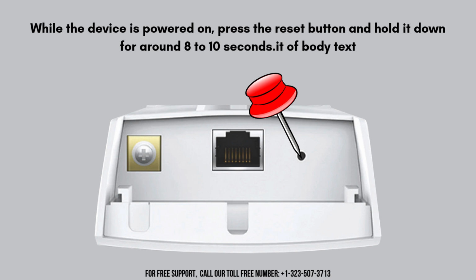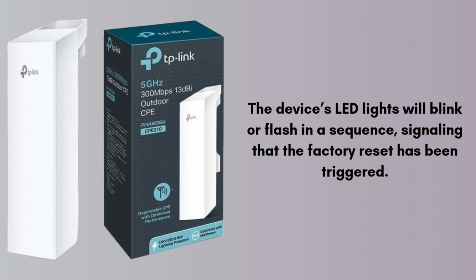Press and hold the button for 8 to 10 seconds. While the device is powered on, press the reset button and hold it down for around 8 to 10 seconds. The device's LED lights will blink or flash in a sequence, signaling that the factory reset has been triggered. Be sure not to release the button until the lights indicate that the process is underway.